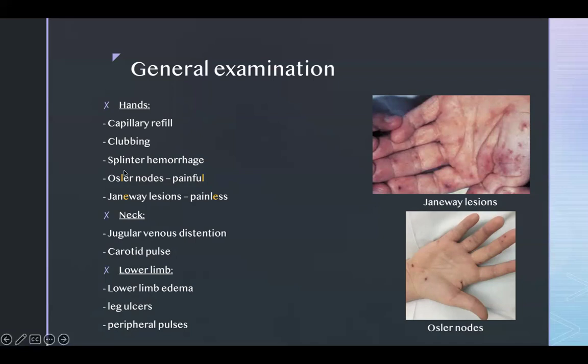One way to help you remember this is the L I put here with painful. So Osler is painful, and then Janeway with the E is painless. So the E in Janeway is associated with painless lesions. They're very similar. They're both in the palm of the hands and the fingers, but the pain is the differentiating point here. Then look for jugular venous distension in the neck, as we said. Check the carotid pulse if you couldn't get any peripheral pulse.